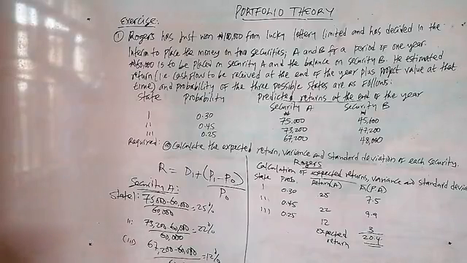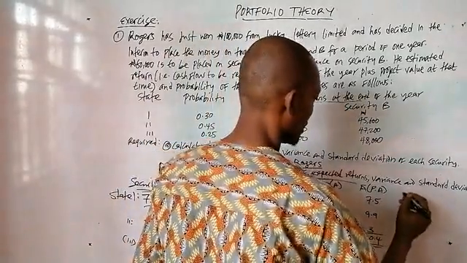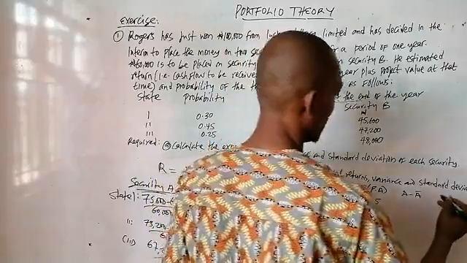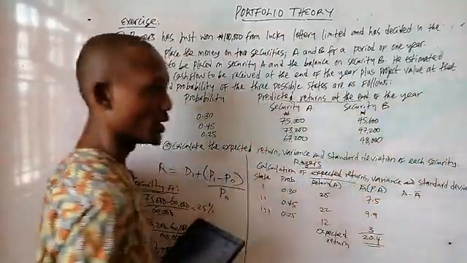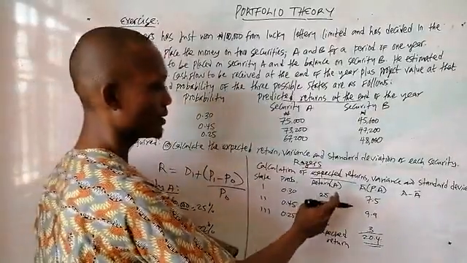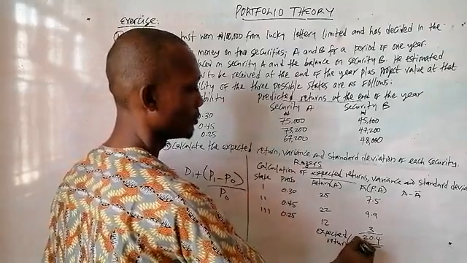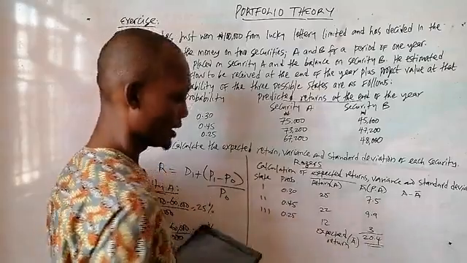The question goes further to ask us to calculate our variance. In computing our variance, we need another table, which is A minus A bar. Let's compute our A minus A bar first. This is our A bar, and A minus A bar is each return minus this.